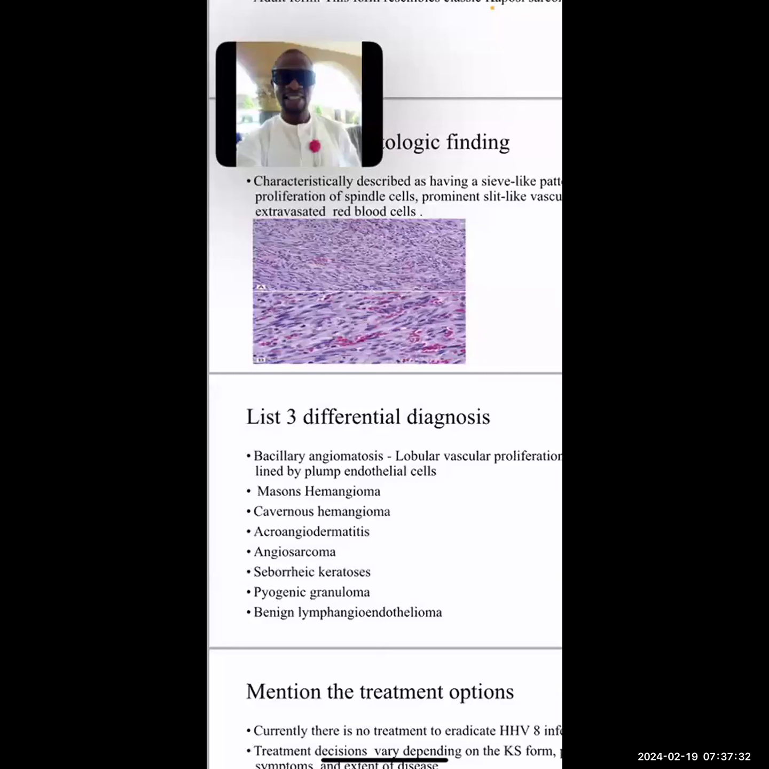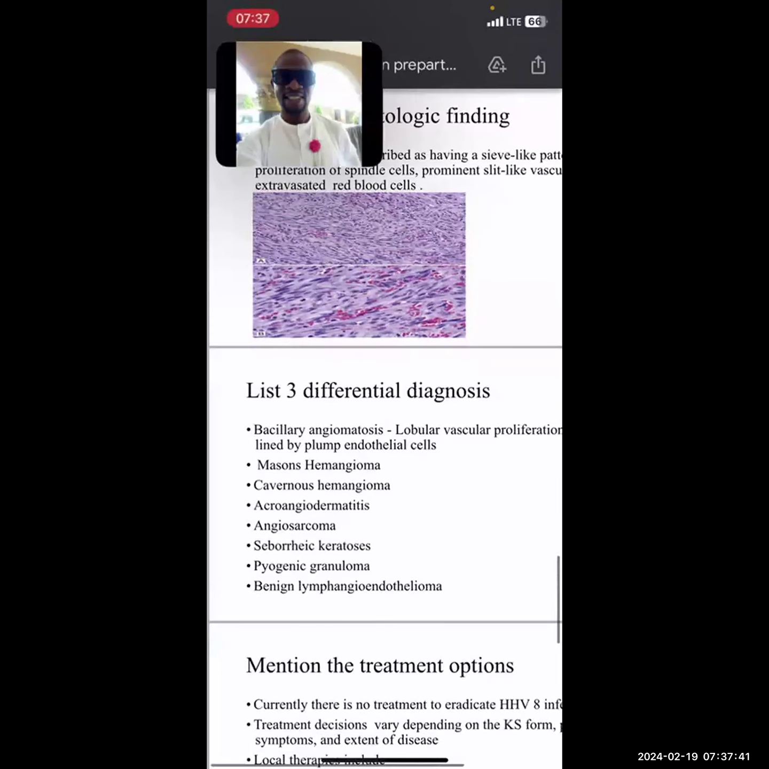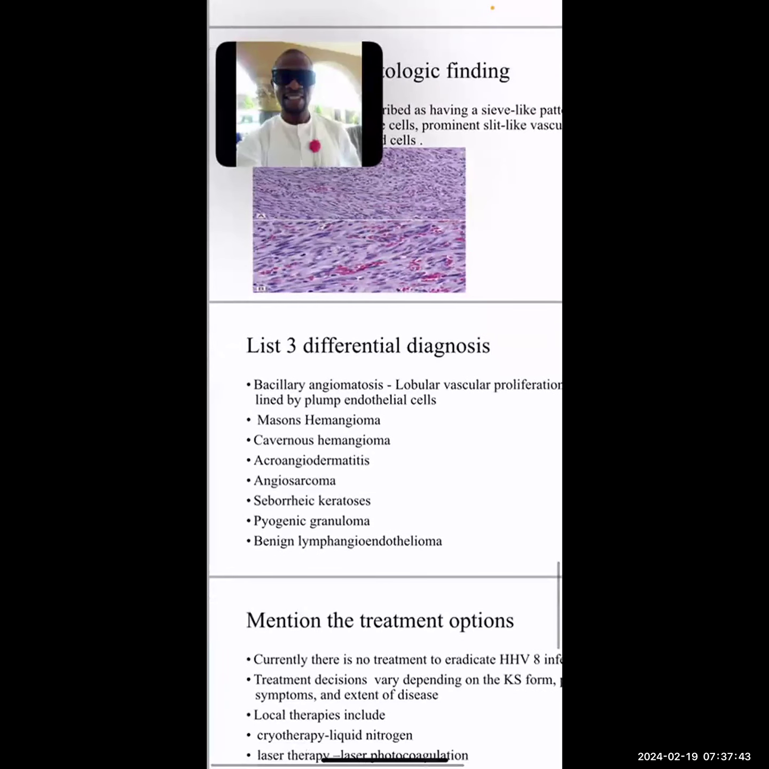Then you have the angiosarcoma, pyogenic granuloma, and then benign lymphangioendothelioma. So we can just pick 3 from this. I don't think they will need us to explain the reasons, but these are the ones that I found.